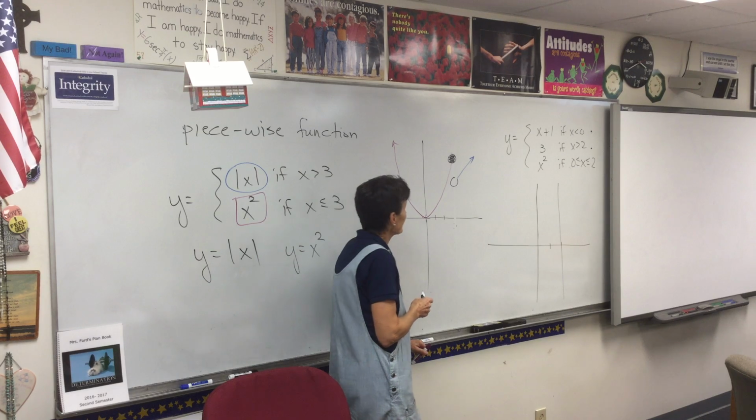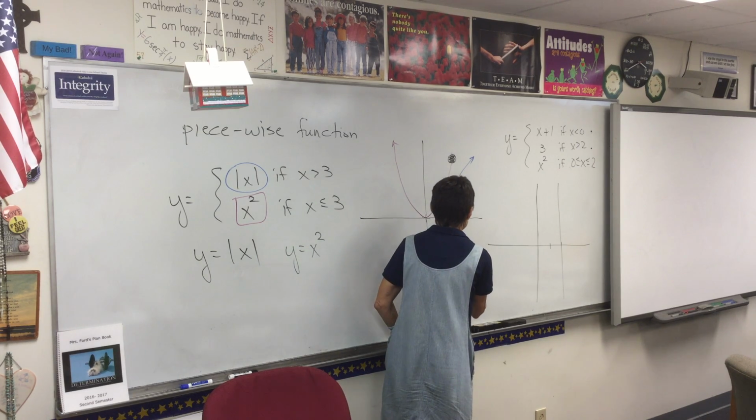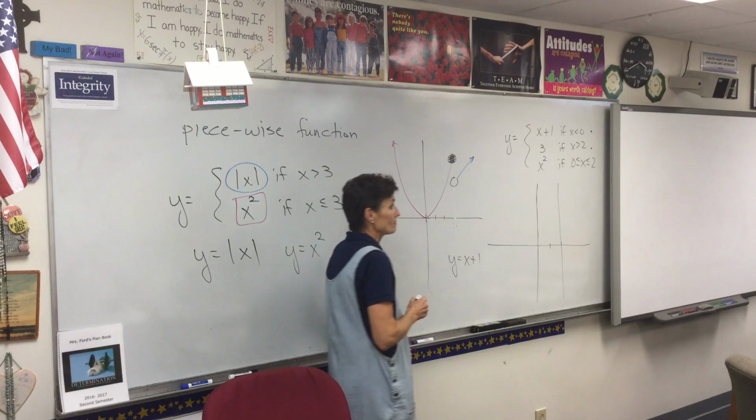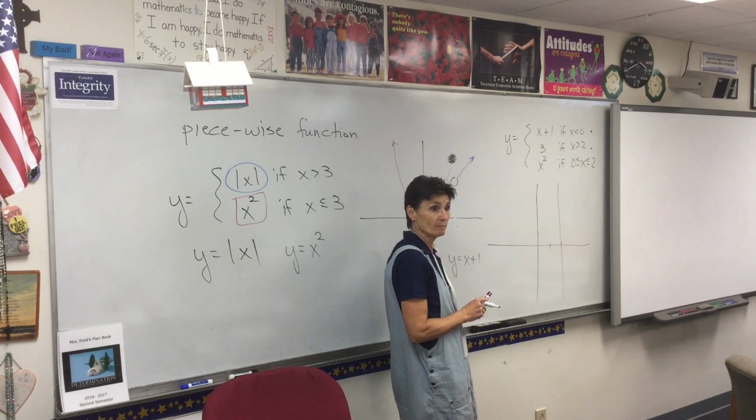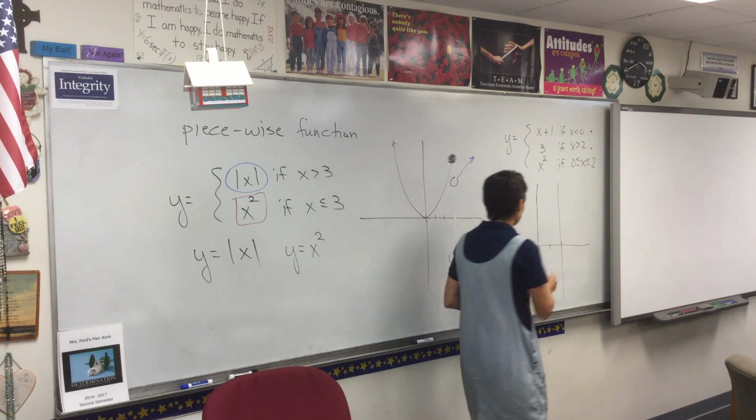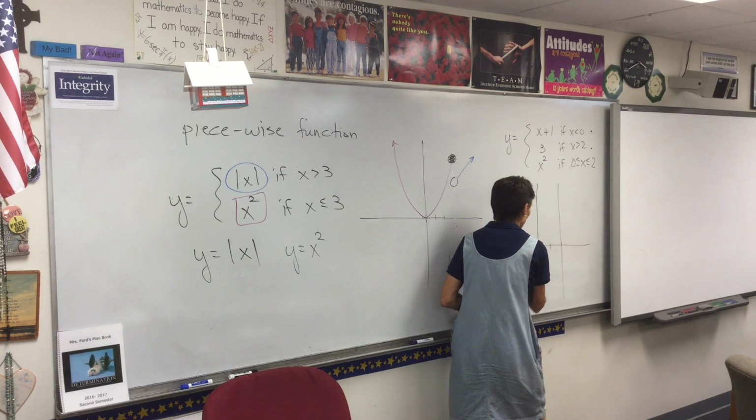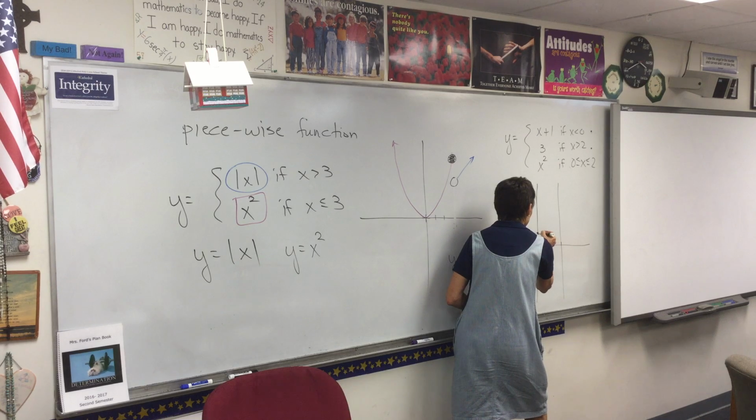All right, what's that top equation? y equals x plus 1. What is that? It's the identity. Lift it up one. So instead of being a line right down through the origin, it's going to be a line right down through here.